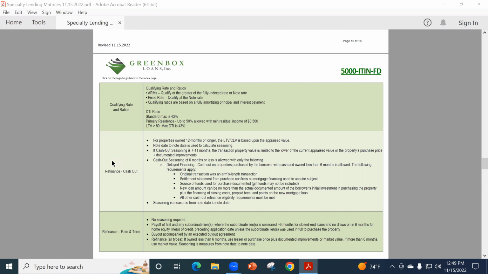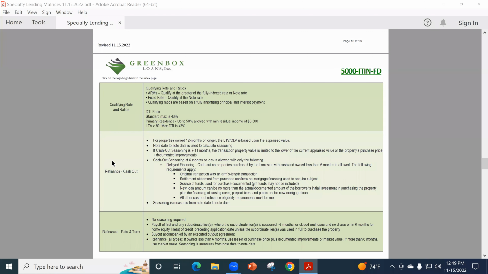If you have a borrower that came from hard money, there's no seasoning required for that. We're able to help them out. Cash out, they have to have 6 months seasoning. But if it's under 6 months, we will still use purchase price plus improvements. It has to be 12 months in order for us to use market value. For rate and term, only 6 months, we'll use the market value rather than purchase price plus improvements. So rate and term, we'll use market value if they have 6 months seasoning.